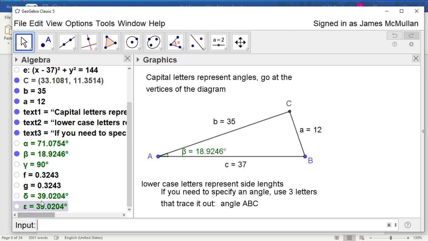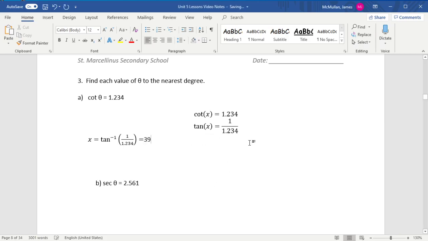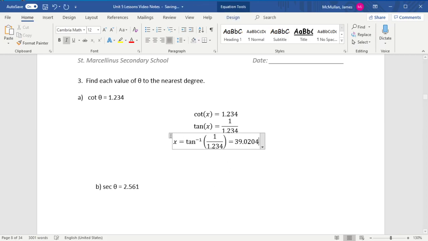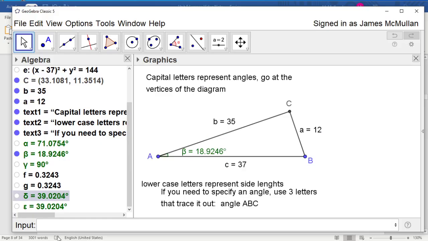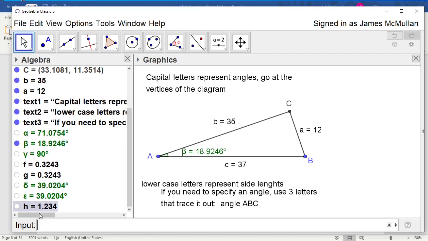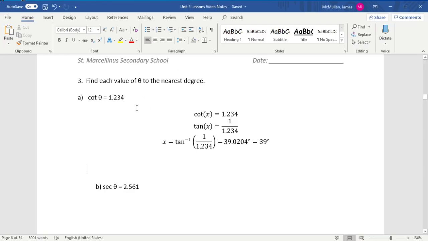So if your GeoGebra doesn't give you an answer in degrees, you can do a tan d. But again, just use your calculator. I'm sure you have an arctan button on your calculator. So 39.0204 degrees. And then it says round to the nearest degree, so we'll just round it to 39. Okay? And that's how you would solve an answer like that. Again, we should be able to check this by typing cotan of our angle 39.0204, and the answer is the 1.234 that we started with.